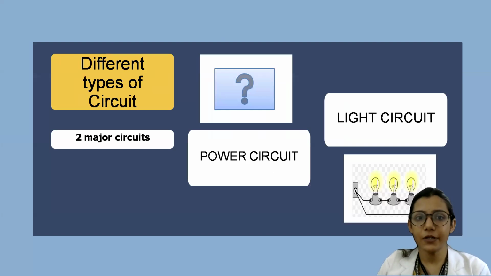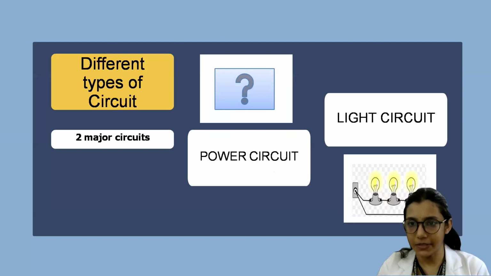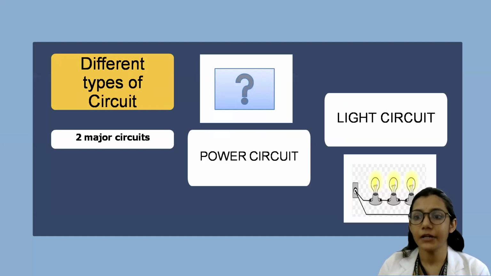Now the different types of circuit. There are two major types of circuit: one is the electric circuit of light and one is the electric circuit of power. Why is it important to know the light circuits and power circuits? We need to know this because power circuits are circuits where a huge amount of electricity is required, and in a light circuit a smaller amount of electricity can light up the appliances.